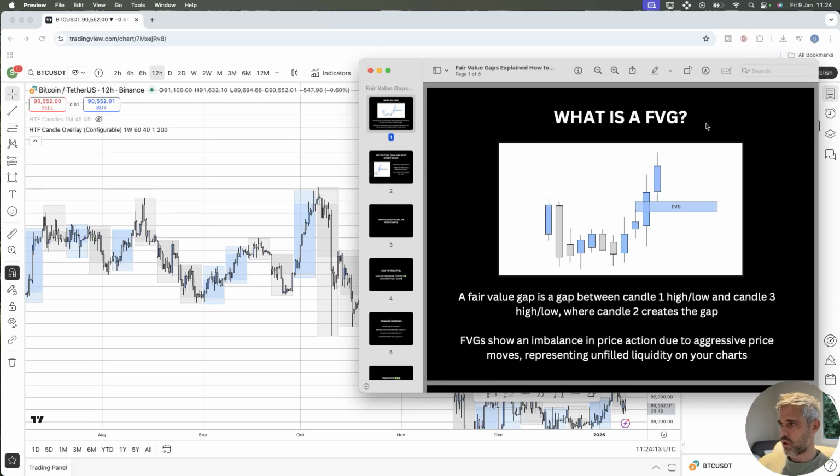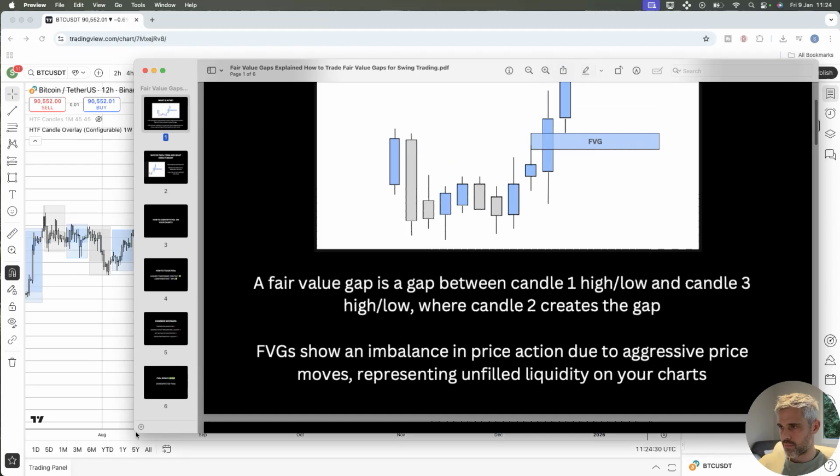So we're just going to start with what a fair value gap actually is. Essentially, it's a gap between candle 1's high and low and candle 3's high and low, where candle 2 is creating that gap. So in this visual example here, I can make this a bit bigger just to make it really clear.